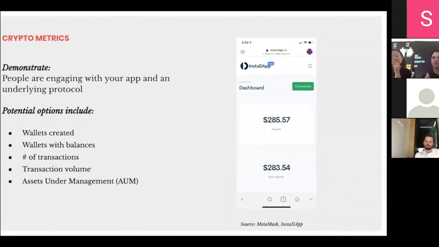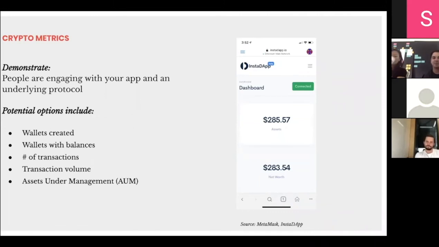When we get into the crypto world, there's a little bit of other stuff that we can measure. So what we're really talking about is not just engaging with the app. In some ways, they're engaging with an underlying protocol. So, Tara talked a lot about the 3 big points in terms of creating wallets, getting a balance in there, and having transactions. Absolutely, those are all things that you can track.